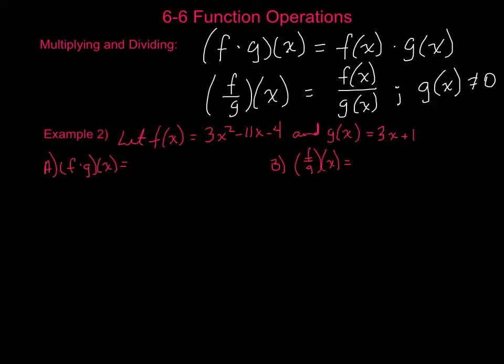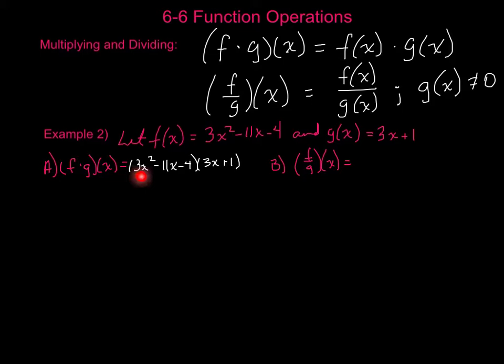In example 2, let f of x equal 3x squared minus 11x minus 4, and let g of x equal 3x plus 1. We're going to find f times g of x and f divided by g of x. So for the first one, we have f times g of x, so that means f of x times g of x. So we need to write this as 3x squared minus 11x minus 4 times 3x plus 1. So we actually are going to need to distribute.